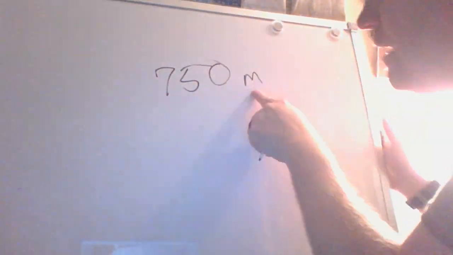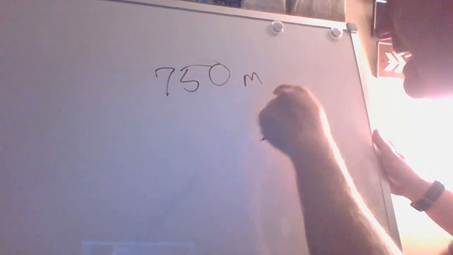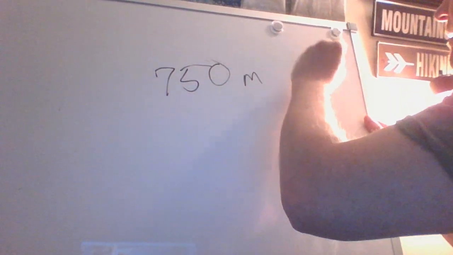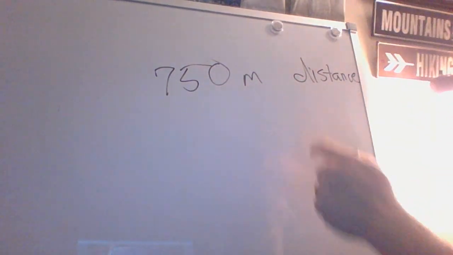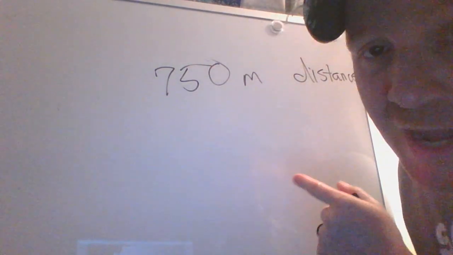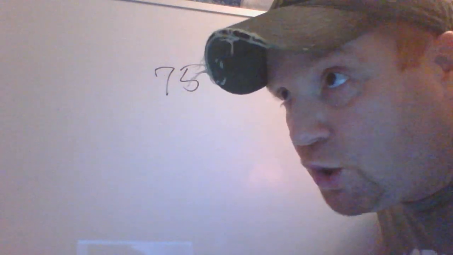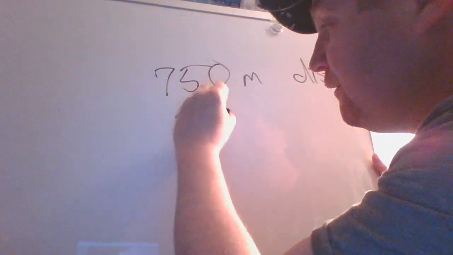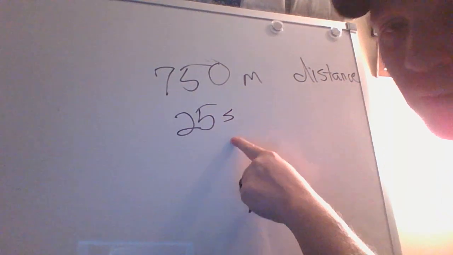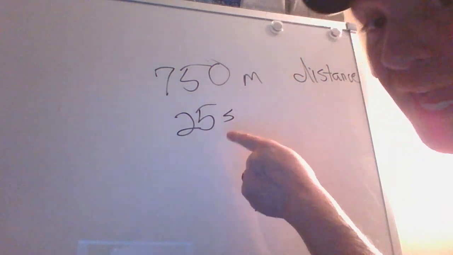750 meters. That right there is a clue that this measurement is the distance that the car has traveled. Once again, the car travels 750 meters in 25 seconds. It says in the problem 25 s. What is this? Because of the seconds, that's going to mean, hey, that's the time that it took.